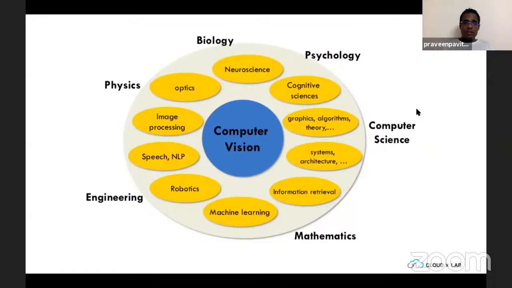So this is a nice holistic chart of how various aspects of computer vision are coming together. When you learn computer vision, it is impacted by engineering, physics, biology, psychology, computer science, and mathematics. Everything is getting put in, and at the same time, computer vision algorithms are impacting other fields also.